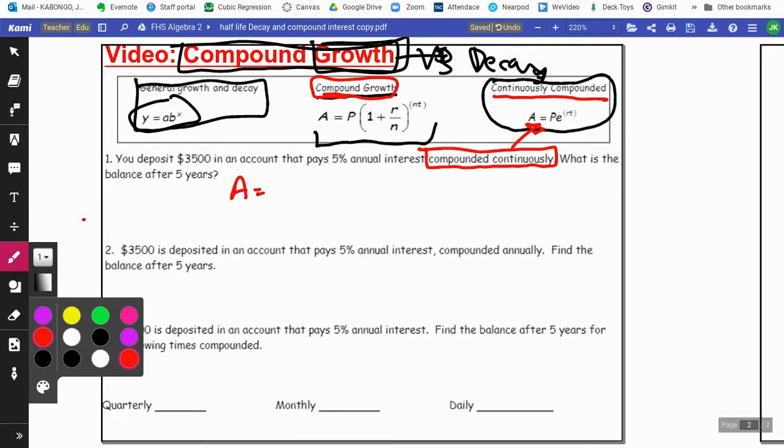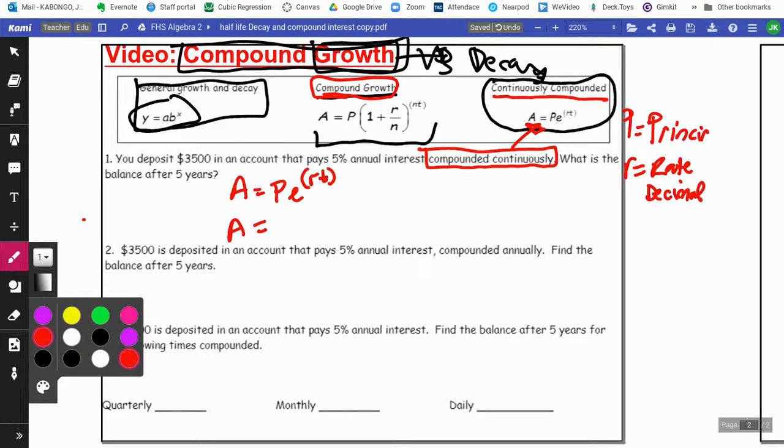That formula states P e raised to rt. Now, key things you need to know. P stands for principal. Principal is the amount you started with. R stands for rate, and rate must be in decimal at all times, which means you're going to have to divide by 100. So let's put that to work.